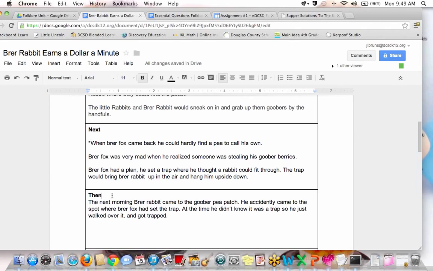Okay, the next morning, Br'er Rabbit came to the goober pea patch. He accidentally came to the spot where the fox set up the trap. At the time, he didn't know he was trapped, so he just walked over it and got trapped. Okay, so the trap has worked.